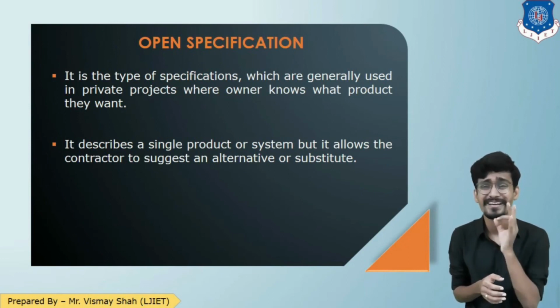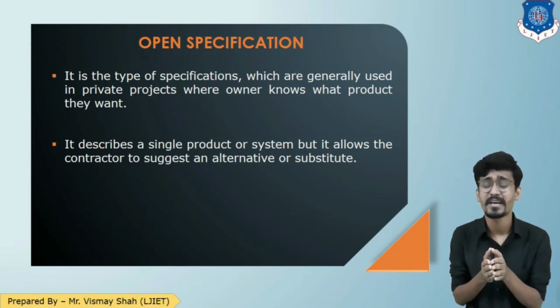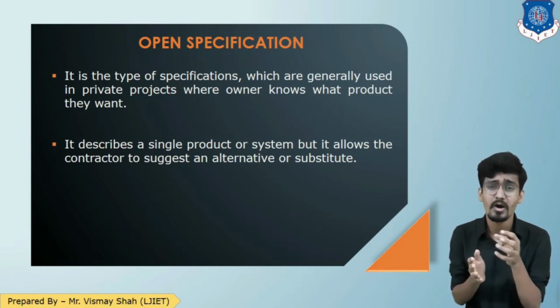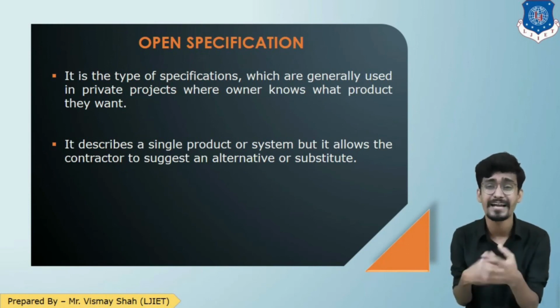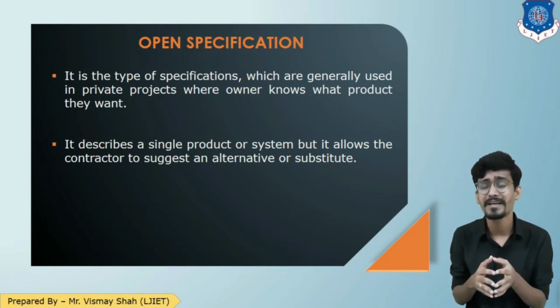The second point is very important, students. Here, what the open specification is trying to say is that it is a kind of specification where the contractor is allowed to have alternatives or substitutes of the product or the item of work. In construction, we can say item of work. So in open specification, the contractor is allowed to suggest alternatives or substitutes.